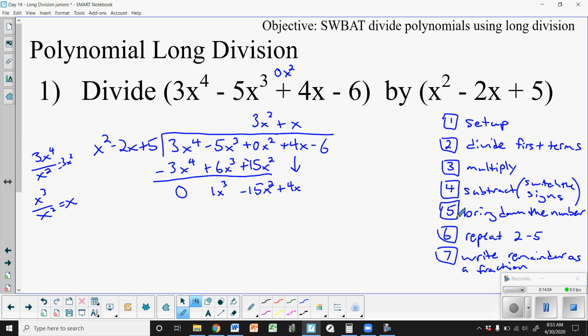What do we do after we divide first terms? We multiply. So x times x squared, we get x cubed. x times negative 2x, negative 2x squared. x times 5x.